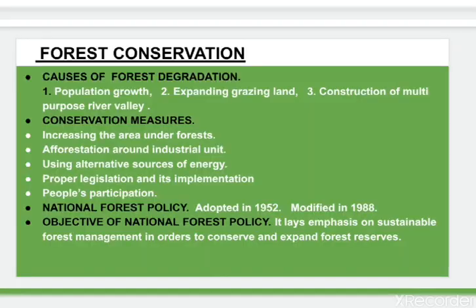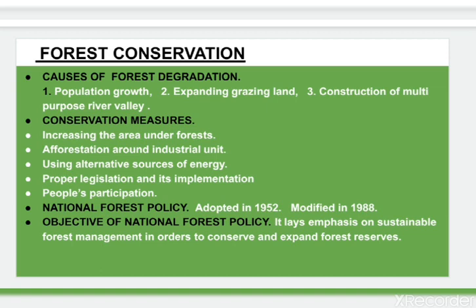Now next we will learn the forest conservation. So first point I have written here, the causes of forest degradation. You see, these are the reasons why the forest cover in India is decreasing. The first reason is population growth. We all know India is an overpopulated country. Then point number 2, expanding grazing land. Point number 3, construction of multi-purpose river valleys. So these are some of the common reasons why the forest cover is decreasing day by day.